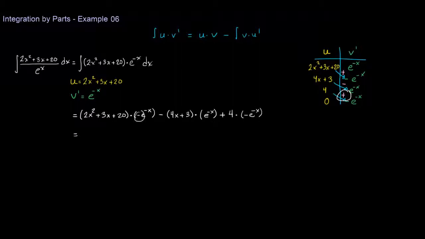This negative sign, I'm going to move it up front. It's going to be minus this whole term, 2 times x squared plus 3 times x plus 20, times e to the minus x. I'm going to write this e to the minus x on the denominator just in one step, just because this one looks nicer. There it is. Then the second term is going to be negative as well, so minus 4 times x plus 3, all over this e to the x. I'm going to move it downwards. There it is.